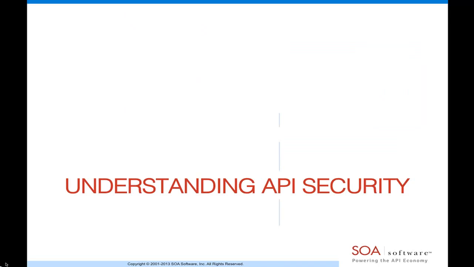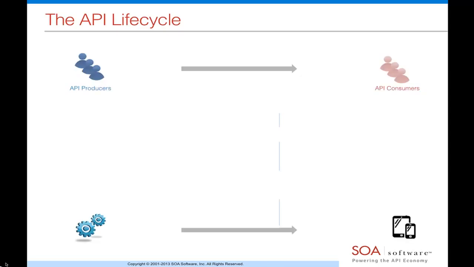So, understanding API security. To understand API security, let's first look at the entire API lifecycle, which is how do you design an API, how do you build an API, operate it, and roll it out. Essentially, when you're rolling out an API, there are API producers, who own the API. They take existing products and services and expose them as APIs to API consumers, who can then build apps, mobile apps, or social apps.